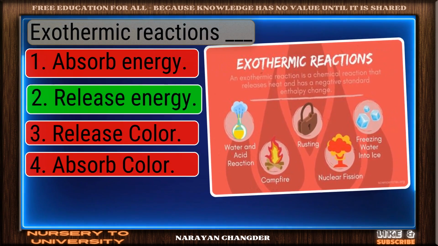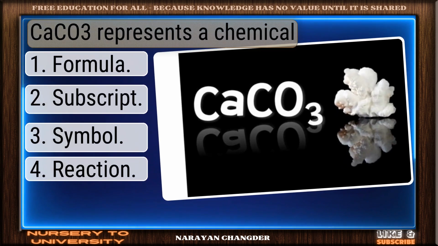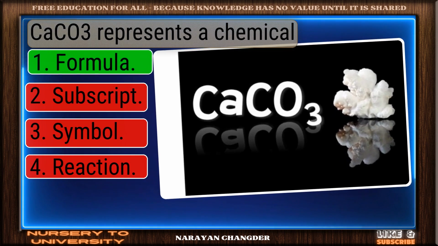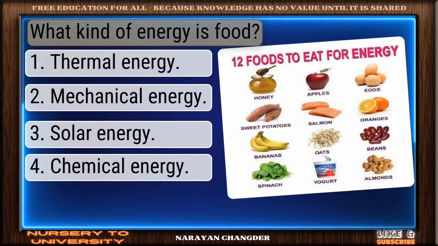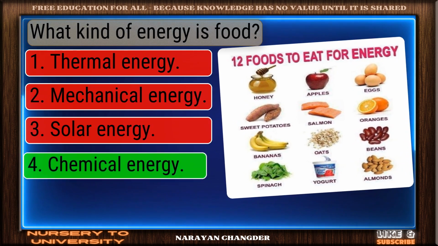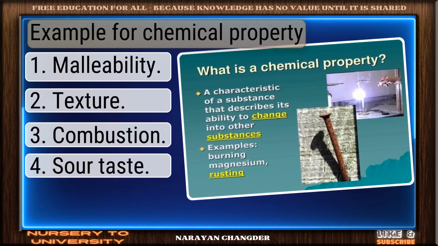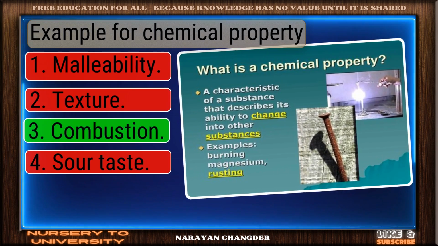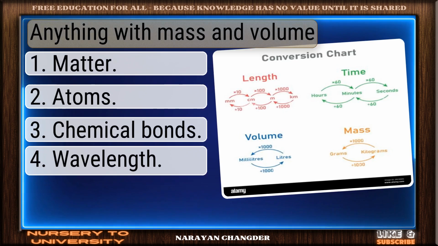Nicely done. Release energy. CaCO3 represents a chemical formula. Outstanding effort. Formula. What kind of energy is food? Well done. Chemical energy. Example for chemical property. Well-reasoned. Combustion. Anything with mass and volume.